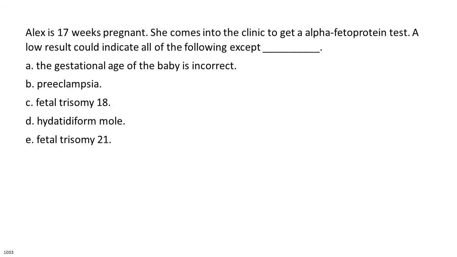Alex is 17 weeks pregnant. She comes into the clinic to get an alpha-fetoprotein test. A low result could indicate all of the following except dash. A. The gestational age of the baby is incorrect. B. Preeclampsia. C. Fetal trisomy 18. D. Hydatidiform mole. E. Fetal trisomy 21.